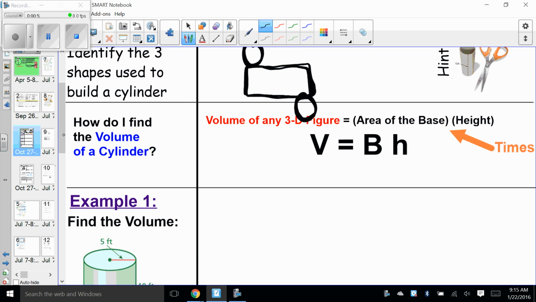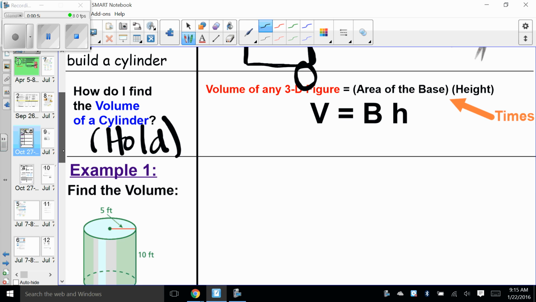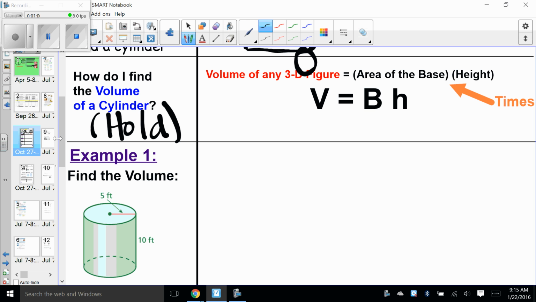So when we're talking about the volume of the cylinder, we're really talking about how much it can hold. How much can the pop can hold? Maybe a 12-ounce can of pop. How much does it hold? Some things we're going to talk about to start with is the word volume. Volume really means how much something holds, or the capacity of it.